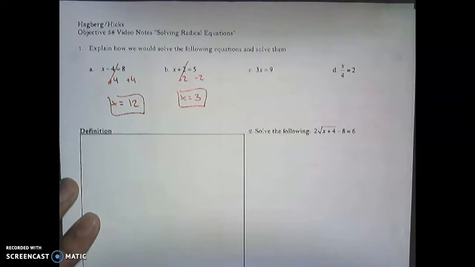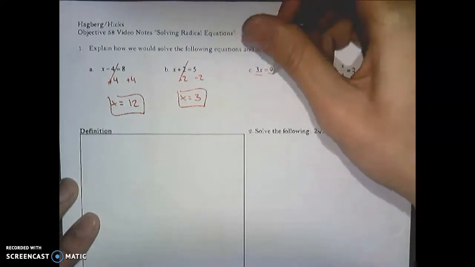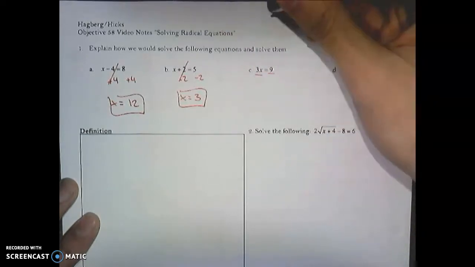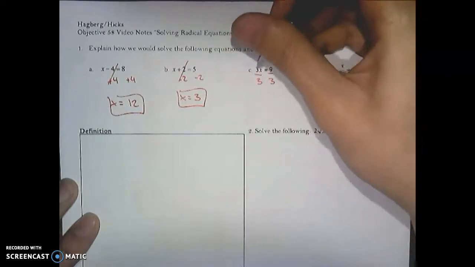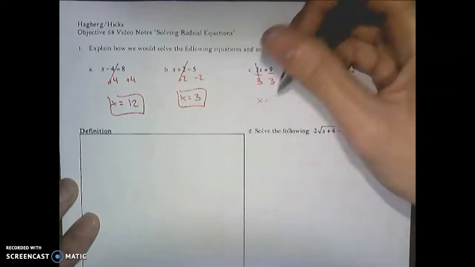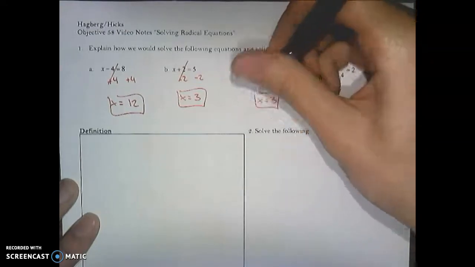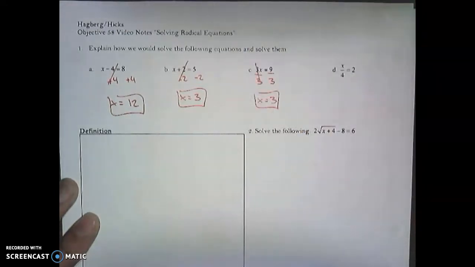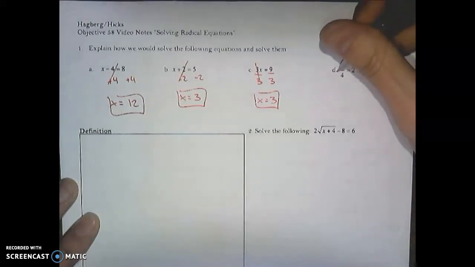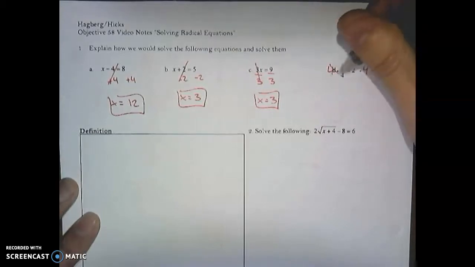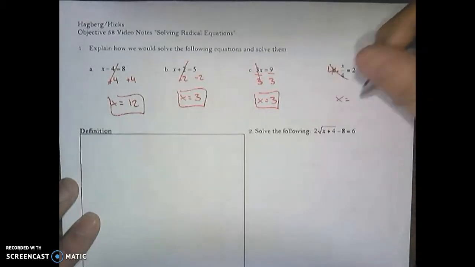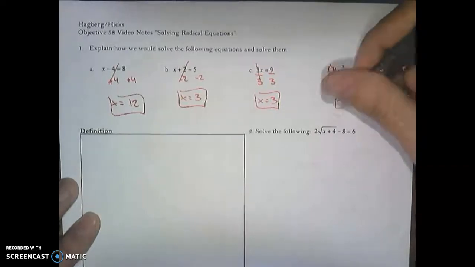Next up, we have 3x equals 9. We have 3 times x. So in order to get x by itself, we divide by 3. The 3's cancel. We have x equals 9 divided by 3, which is 3. And last but not least, we have x divided by 4 equals 2. So in order to get rid of that divided by 4, we have to multiply by 4. These cancel. We have x equals 2 times 4, which is 8.